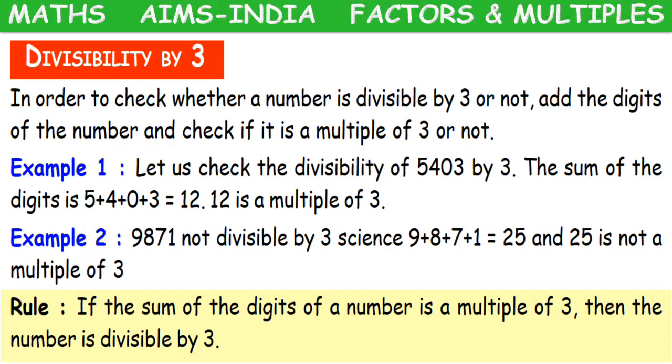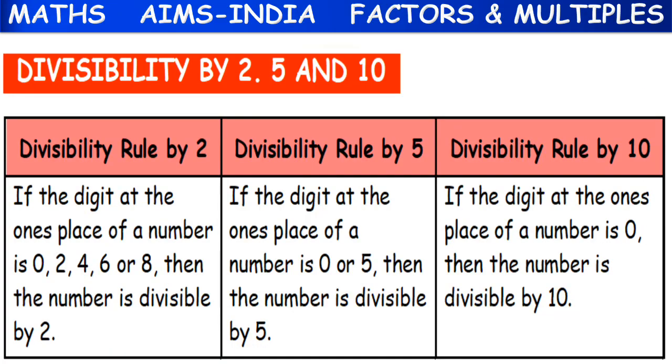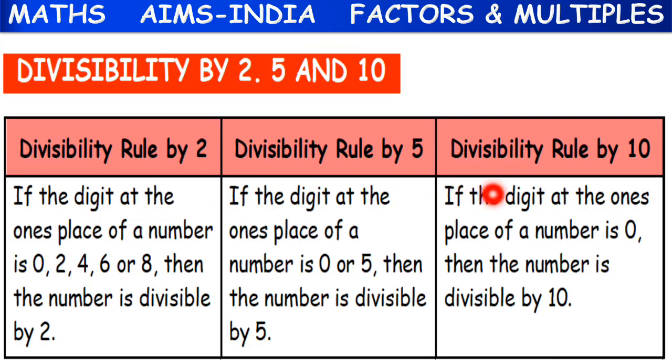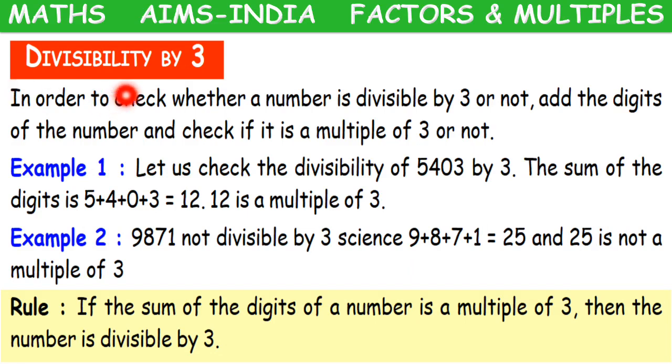Now moving on to divisibility by 3. What did we learn just now? Divisibility by 2, 5 and 10. What did we do? We just looked at the digit at the ones place and then determined whether the whole number is divisible by 2, 5 or 10. But in divisibility by 3, there is a little change in the process of how we check the divisibility. So in order to check whether a number is divisible by 3 or not, add the digits of the number and check if it is a multiple of 3 or not.